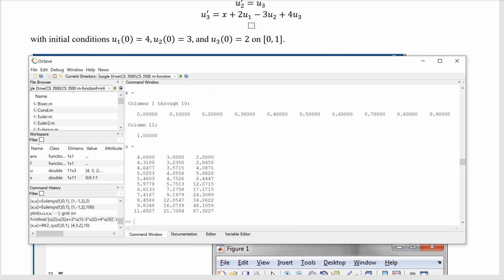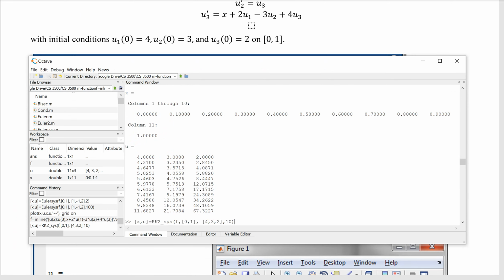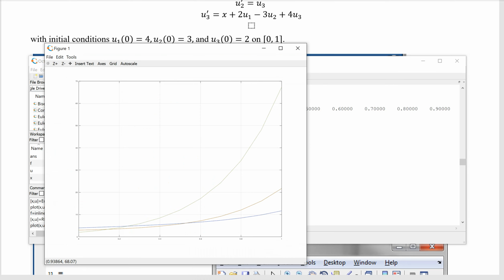Okay, so these are the points we get. So far, so good. We get 10 points. And we can also plot. So the plot is right here. So far, so good, everybody. Okay.